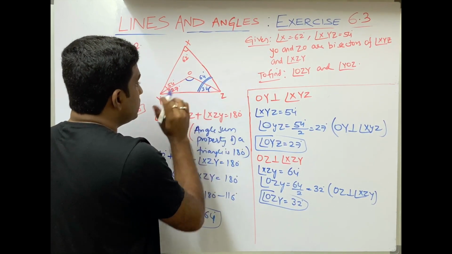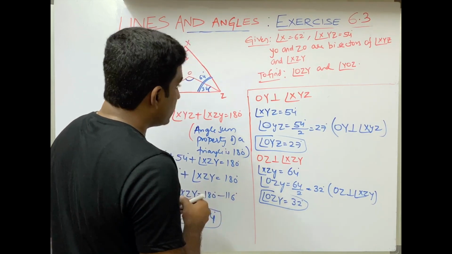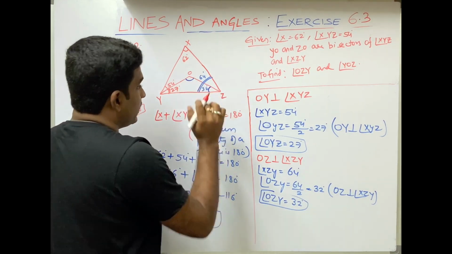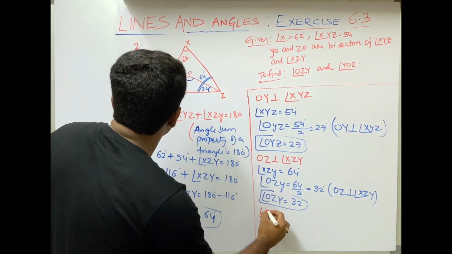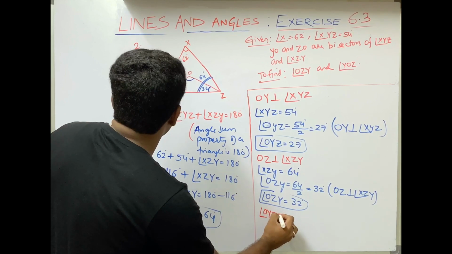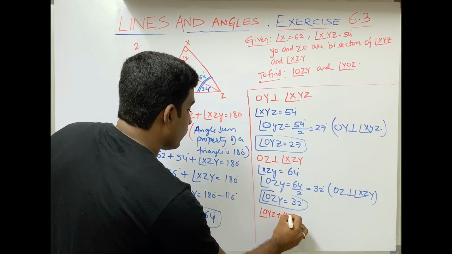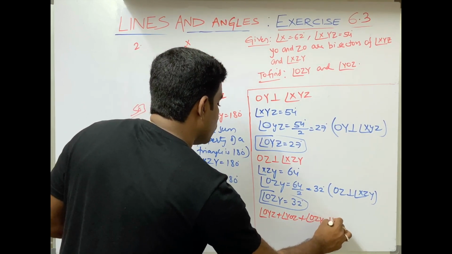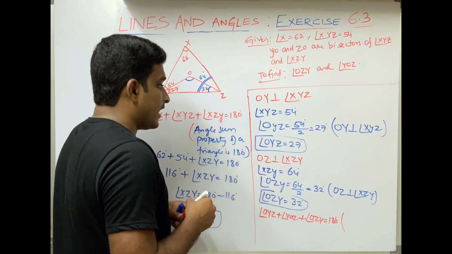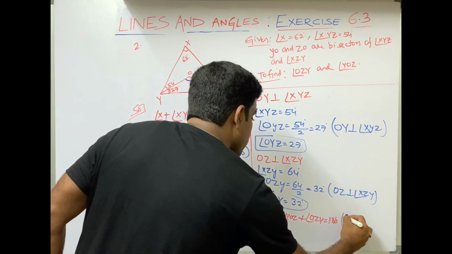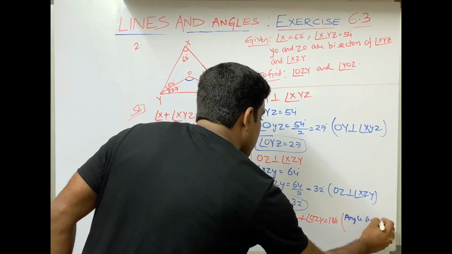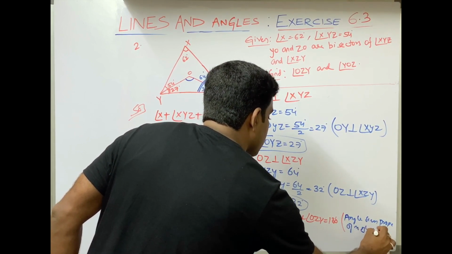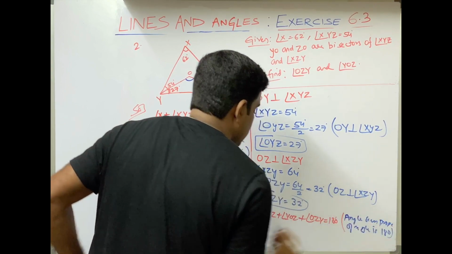As we got 32 degrees and 27 degrees, now considering triangle YOZ, angle OYZ plus angle YOZ plus angle OZY equal to 180 degrees. Why? Angle sum property of a triangle. The reason is angle sum property of a triangle is 180 degrees.